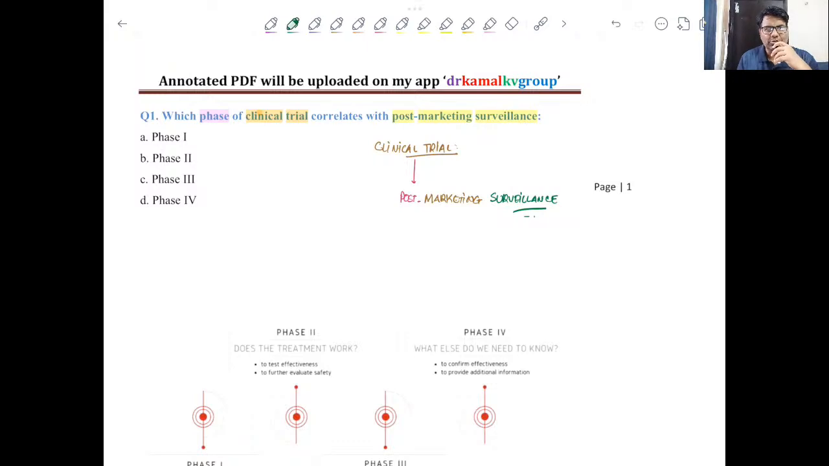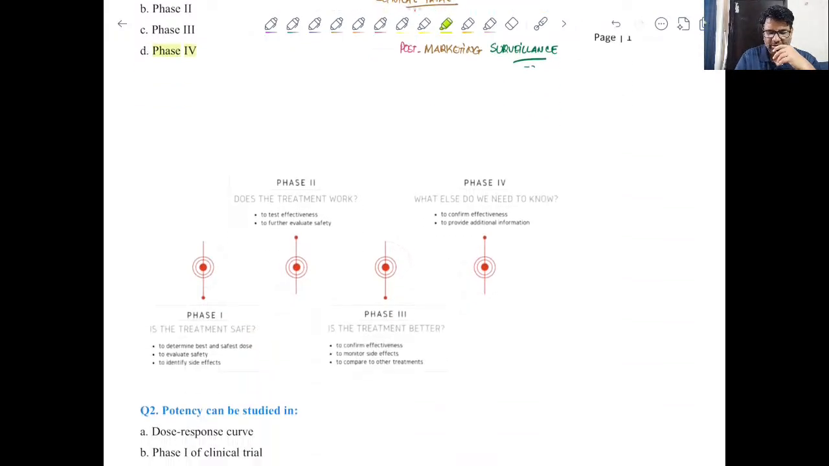This term means that the drug has been introduced into the market, and now we do long term studies where we evaluate the side effects of the drug, the interactions of the drug with other drugs, or some idiosyncratic reactions. So it is a long term study, and this is actually phase 4 of a clinical trial. Now let us take the different phases in short.